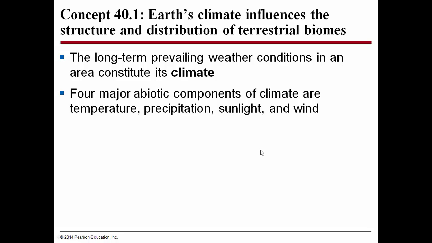So you can describe a climate based on the vegetation. The desert climate in the Sahara Desert in northern Africa is described by a distinct lack of vegetation. It's a very dry environment. The wet environment in the tropical rainforest is characterized by large trees and lots of vegetation.